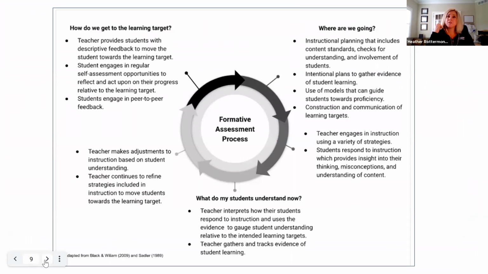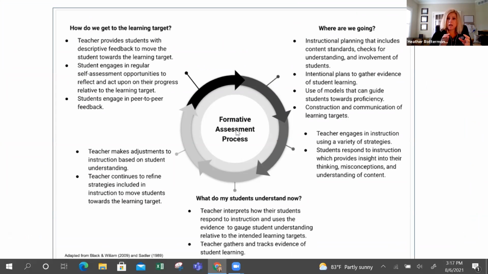So this also might look a little familiar if you were with me yesterday, but when we talk about the process itself, it really centers around 3 questions. Where are we going? What do my students understand now? And then how do we get to the learning target or that learning goal? So if we start with where are we going, this is where we take on that instructional planning. So we're really considering our content standards, where we're going to strategically place checks for understanding, and how we're going to involve our students in that.